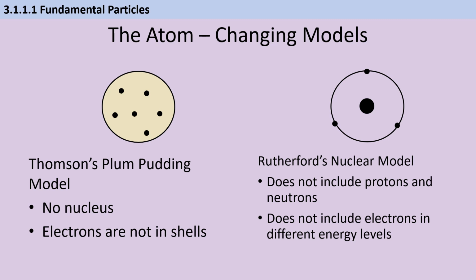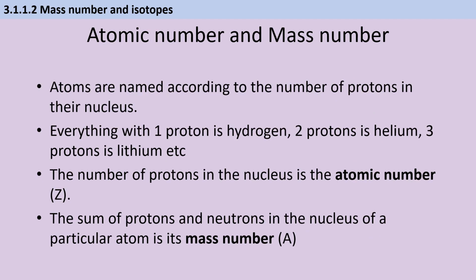And then in 2021 we were asked about Rutherford's nuclear model. This doesn't include protons and neutrons, it just has one undifferentiated nucleus, and then the electrons are not separated out into different energy levels or shells, they all just orbit the nucleus together. We define an element based on the number of protons it has. Any atom with one proton is hydrogen, any atom with two protons is helium, and so on.